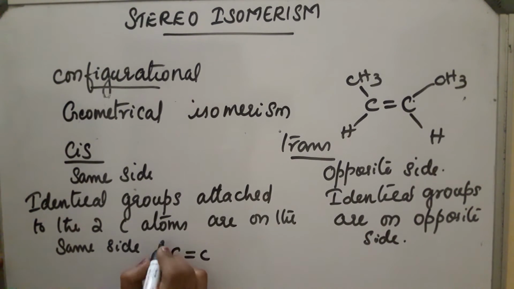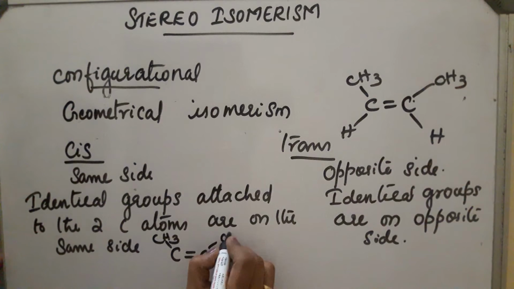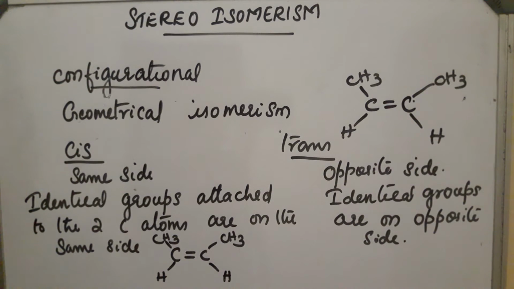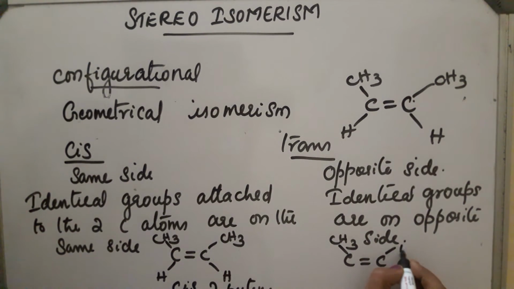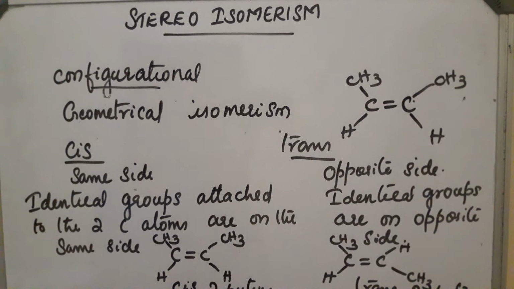Take one example for cis. In this case, this is 2-butene. Since the two groups attached to the carbon atoms are on the same side, it is called cis-2-butene. In the other example, the two CH3 groups are on the opposite side of the carbon atoms. Such compounds are trans-2-butene. These are the two important points: geometrical isomers are divided into cis isomer and trans isomer.